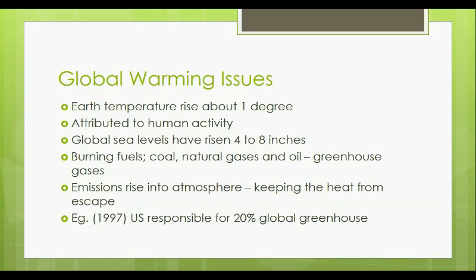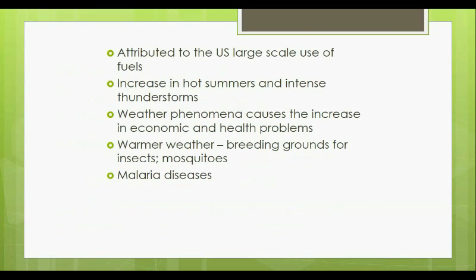The United States was responsible for 20% of the global greenhouse gases emitted in 1997. Most of the world's emissions are attributed to the United States' large-scale use of fuels in vehicles and factories. Some predictions for local changes include increasingly hot summers and intense thunderstorms. Damaging storms, droughts, and related weather phenomena cause an increase in economic and health problems.